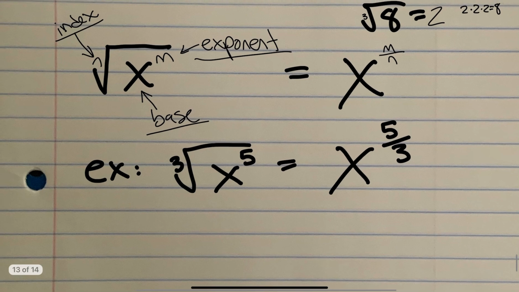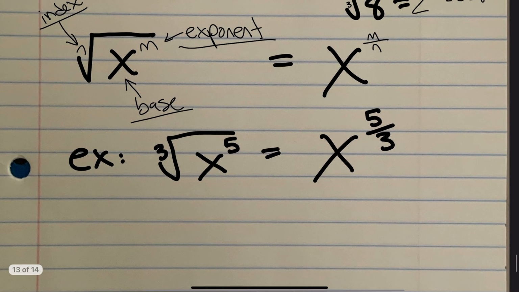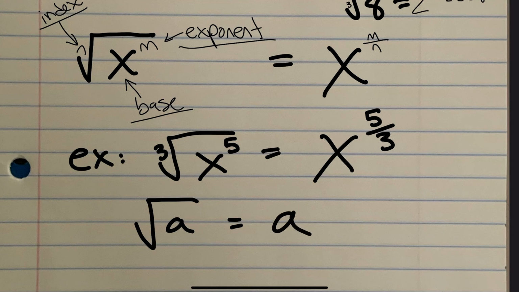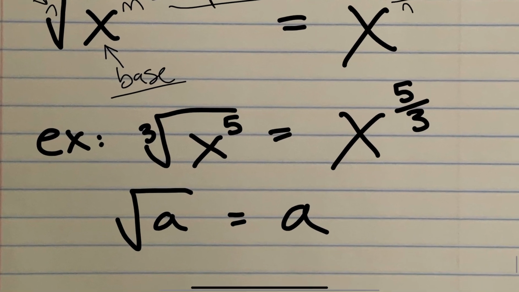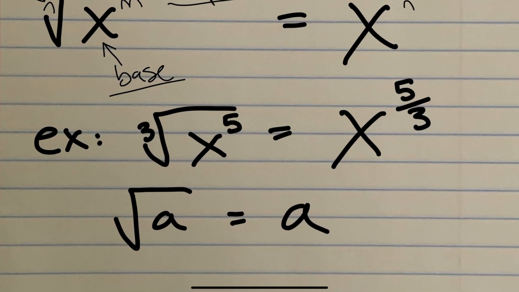Okay, so let's do another one. Let's say we have the square root of a. Let's say we have that. All right, well, I know that my base is going to be a. And then we just need to look at our exponent and our index, but there's nothing there. Okay, so keeping in mind here, whenever we have an exponent by itself, we know that it has an invisible 1 as its exponent. Okay.